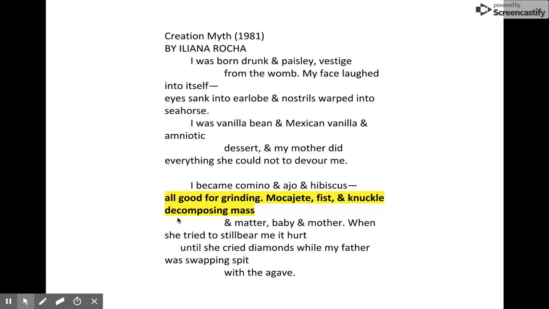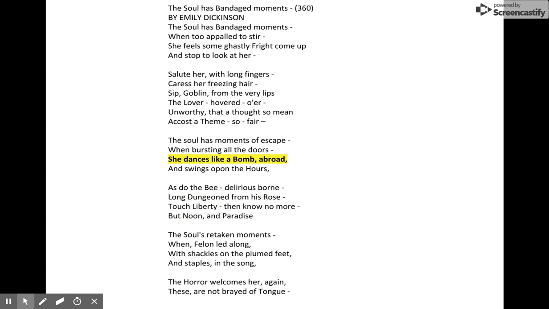So if you listen to this line, "all good for grinding, mocajete, fist, knuckle, decomposing mass." Okay. This is a good example of cacophony. The reason that the poet uses cacophony here is because he really wants, or she really wants, to draw on the sound imagery that's happening as you're reading the line while you're seeing all of these things grinding together. Okay, so this is really trying to echo the grinding feeling in the line to emphasize the tone there.